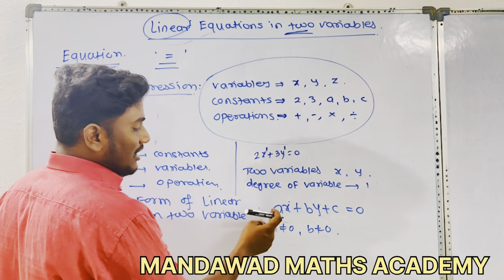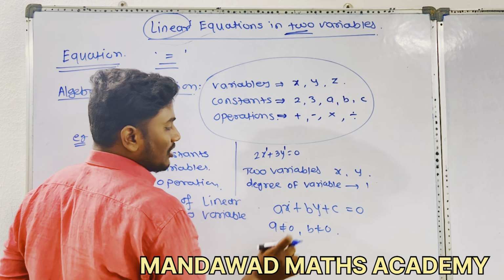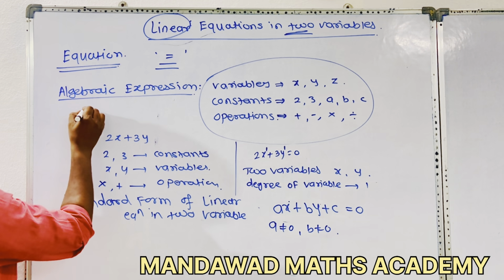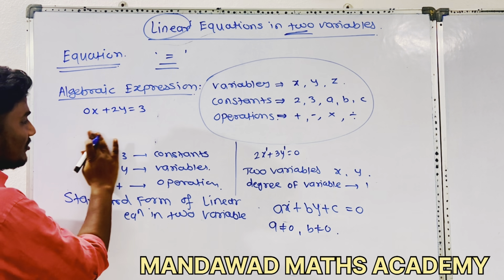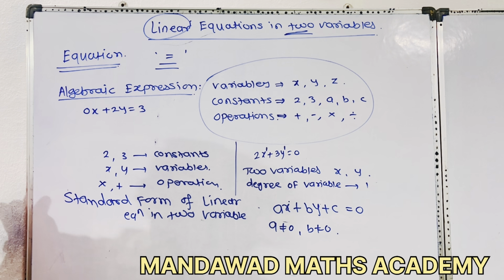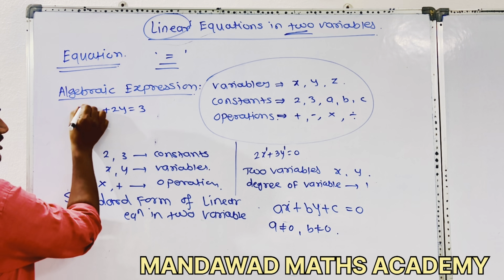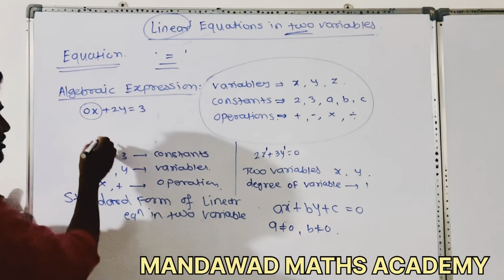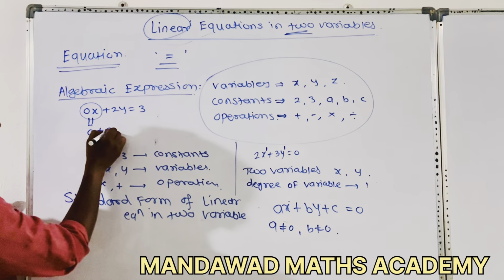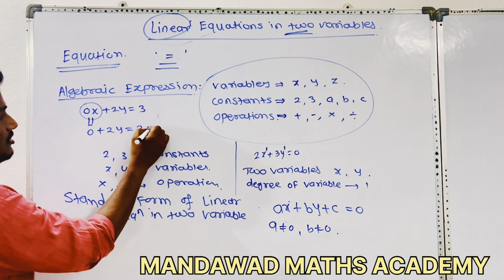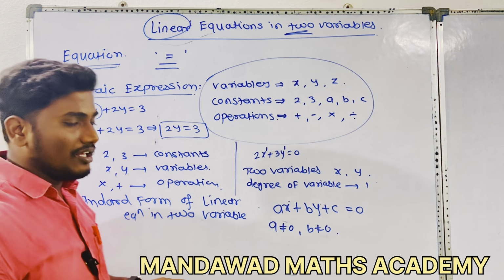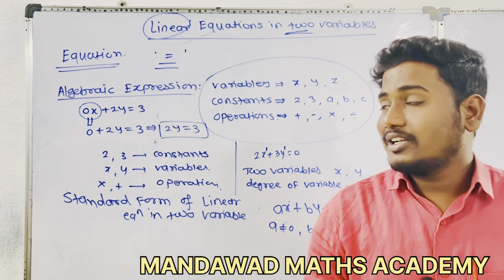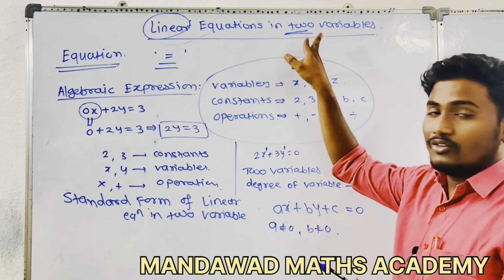You can check: a is not equal to 0, b is not equal to 0. Suppose, for example, 0x plus 2y equal to 3. Is it a linear equation in two variables? No, because 0x vanishes, which means it becomes 0. So what we get is 0 plus 2y equal to 3. This implies that 2y equal to 3. So is it an equation? Yes, it is an equation, but it is not a linear equation in two variables.